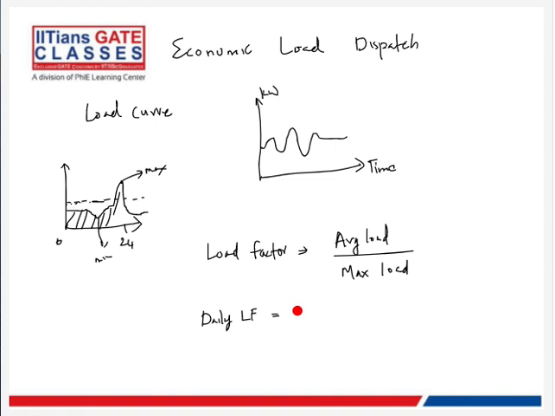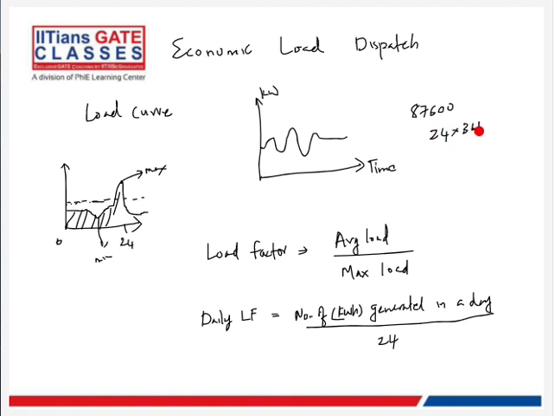Which is the number of kWh generated in a day divided by 24. Basically, the total energy that is generated in a day divided by 24 is the daily load factor. And monthly will be the number of units generated in a month divided by 24 into the number of days. And then yearly would be the number of units generated in a year divided by 24 into the number of hours in a year. I think it is 8,000 hours, right? It is 24 into 365. Right? This is basically 24 into 365, which would be your yearly load factor.